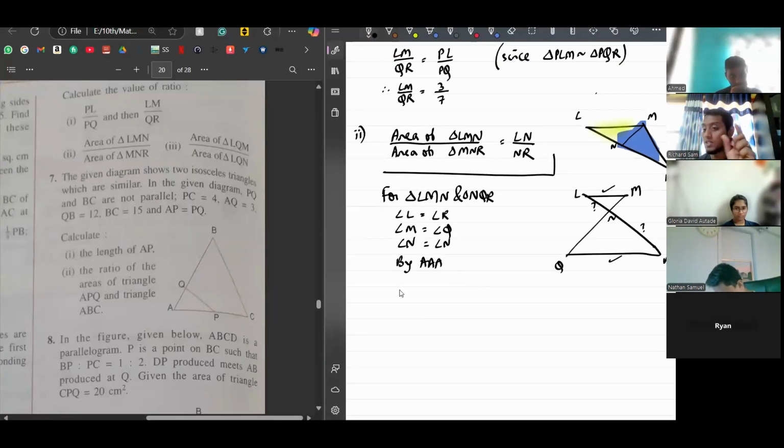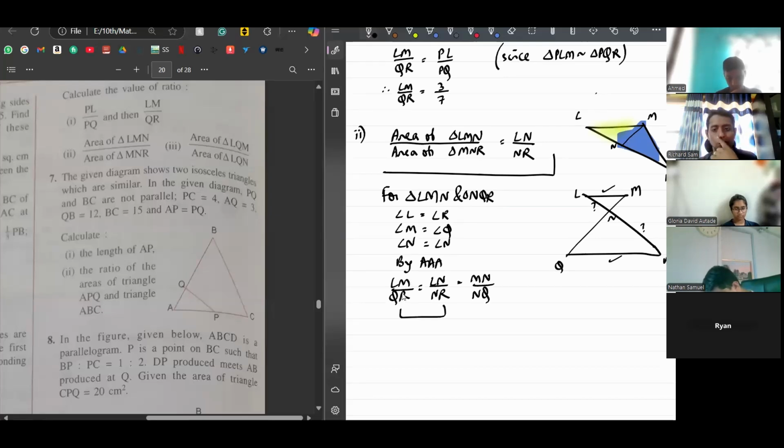So now since the two triangles are similar, corresponding parts of similar triangles are proportional. We write that statement and then we show all the sides that are proportional. LM is corresponding to QR. And then LN is corresponding to NR. And MN is corresponding to NQ. Now we take only the required sides, that is these two.